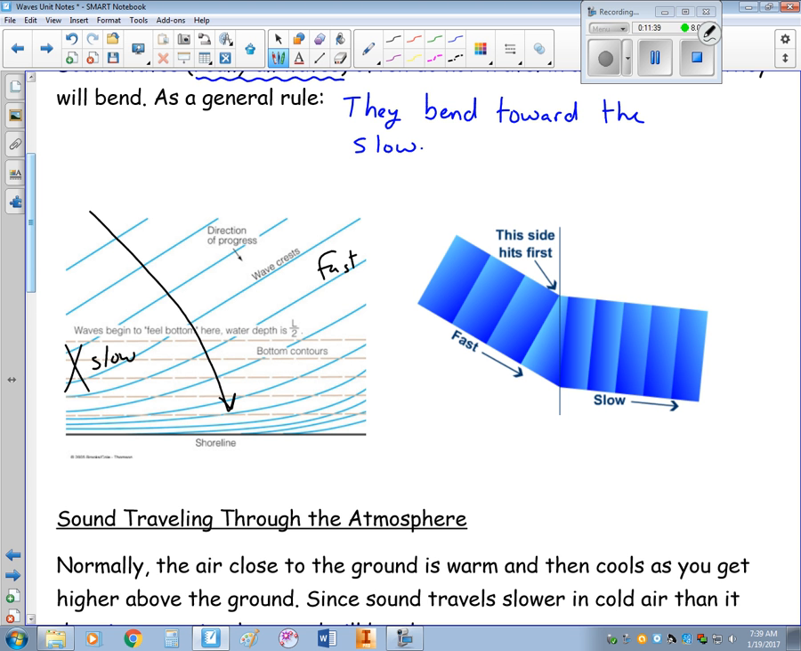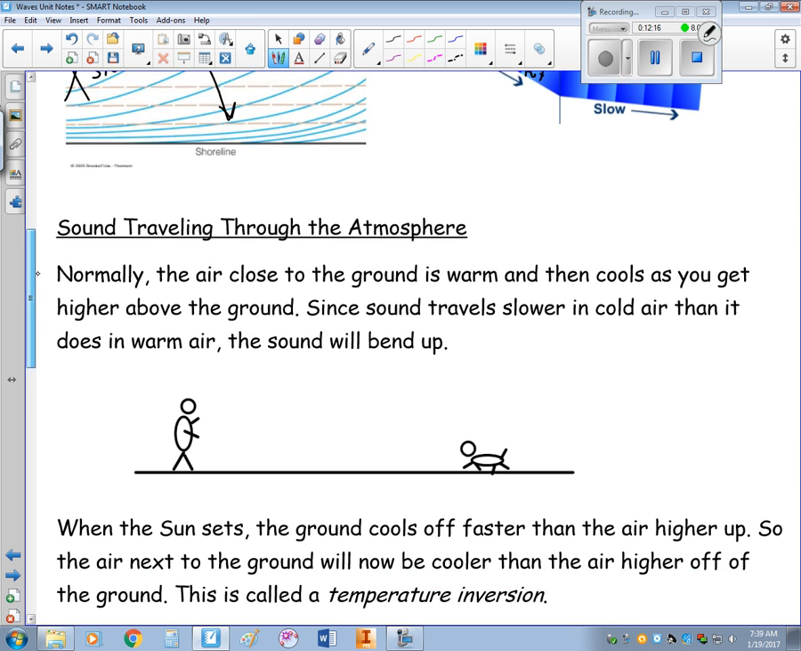Let's say I have some waves coming in, and this is kind of like an example of light here. So let's say this is some glass, and this is air. Light travels faster through air than it does through glass. So as the light travels, once it strikes the surface, this part slows down first, and it causes the light to bend. And notice how it's bending toward the slow. And sound does the same thing. So water, light, sound, they all do this.